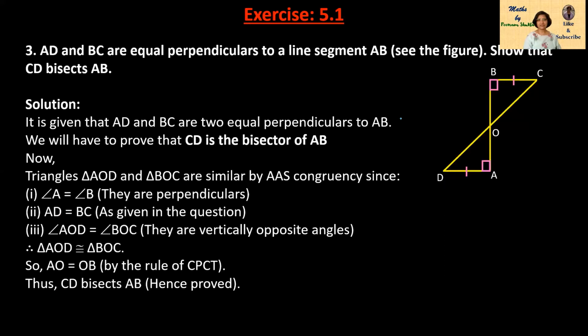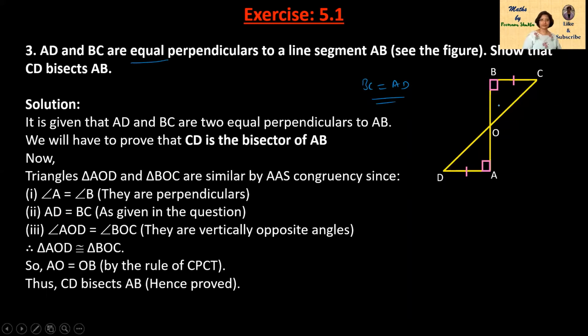Show that CD bisects AB. So AD and BC are equal perpendiculars to the line segment AB. This is the line segment where BC and AD are perpendicular. Equal perpendicular means these two lines are equal, meaning BC equals AD. That is also given, right? So two things are given here, and we have to find the third one.